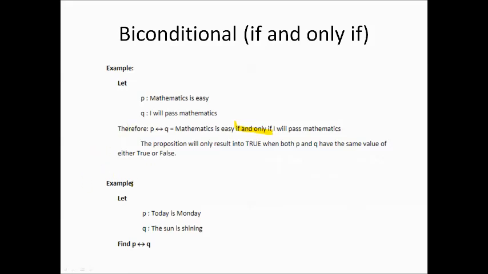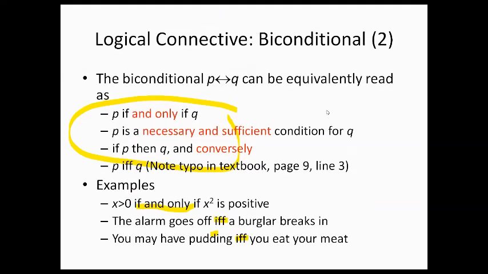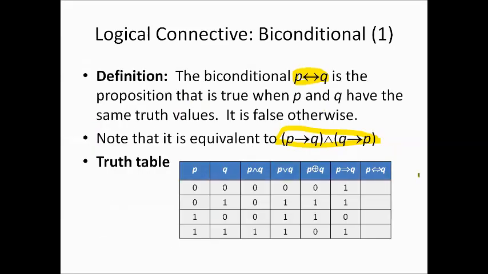So how are you going to form this one? Example, P: today is Monday, Q: the sun is shining. What will be the proposition of this one? Today is Monday if and only if the sun is shining. Okay, so let's try to answer the table a while ago.